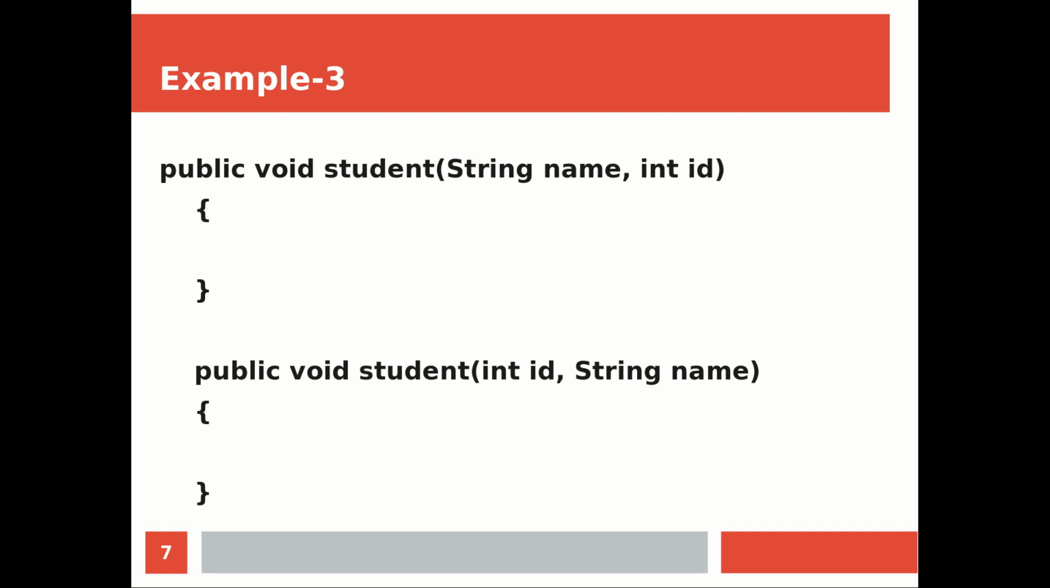Now example 3: we have the same method student in the same class, with the same input parameters of the same types. But in the first method I have name as the first input parameter, and in the second method name as the second input parameter. So the ordering of the input parameters is different here. This is also a good example of method overloading.